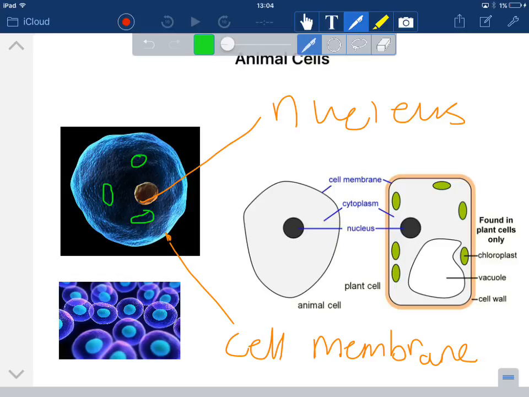The heart is an organ, and it's not just muscle. It's muscle, nerves, it's got fat around it, and blood, and blood vessels. Together, they are a number of different tissues which form an organ which has a function, which is to pump blood around the body. So that's our animal cell.